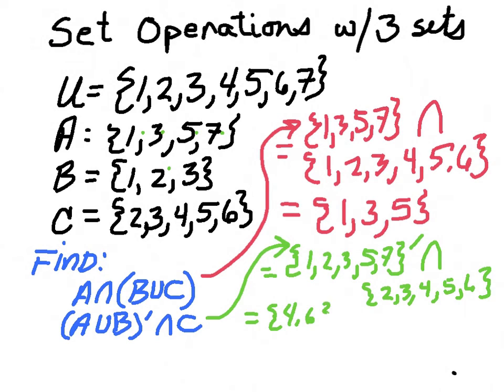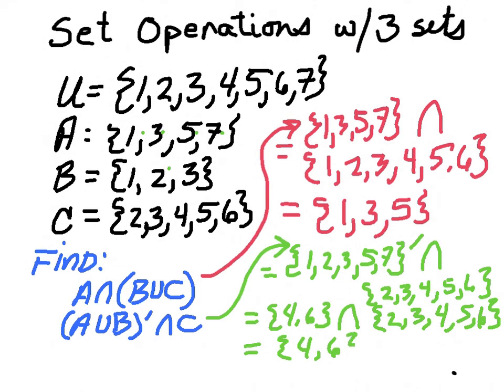Those are the only elements that it doesn't contain. And now I intersect that with 2, 3, 4, 5, and 6, which was our set C. And the intersection is where the sets overlap, and we can see quite easily that that is the elements 4 and 6. And so this is how I would do those problems, showing all the work, and it helps me, keeps me from making mistakes when I do these set things one at a time.